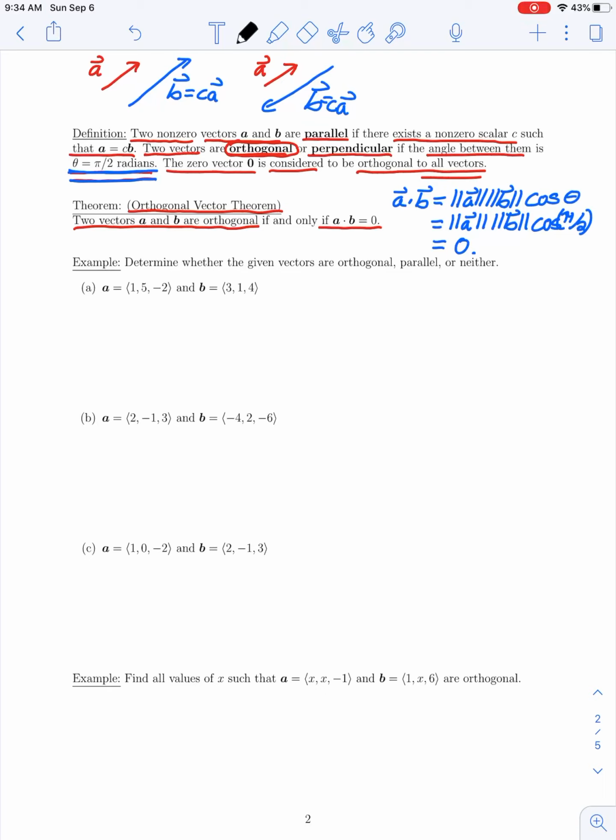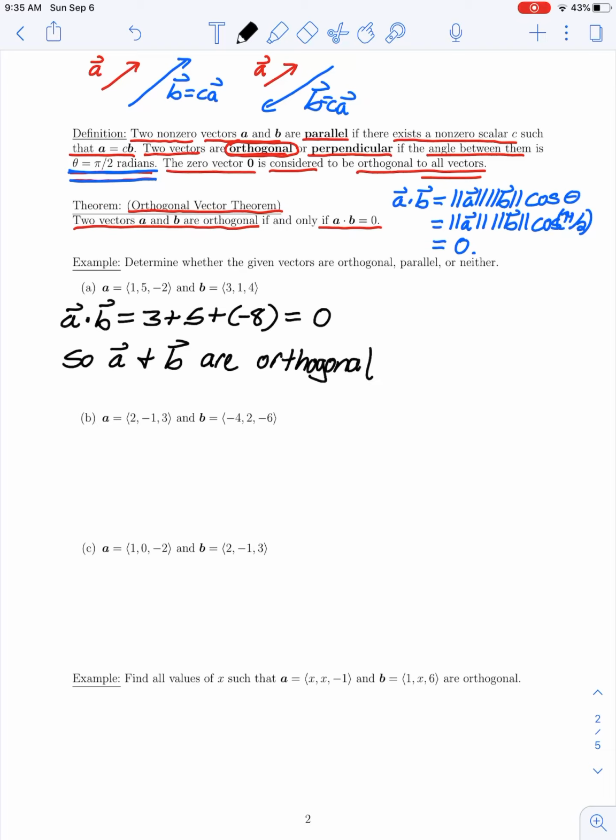So let's start by calculating the dot product. A dot B would be given by 3 plus 5 plus the product of the last two components, which is negative 8. So our dot product is 8 minus 8, which is 0. If the dot product is 0, we can say that A and B are orthogonal. So here these two vectors are orthogonal to one another. They form a 90-degree angle.